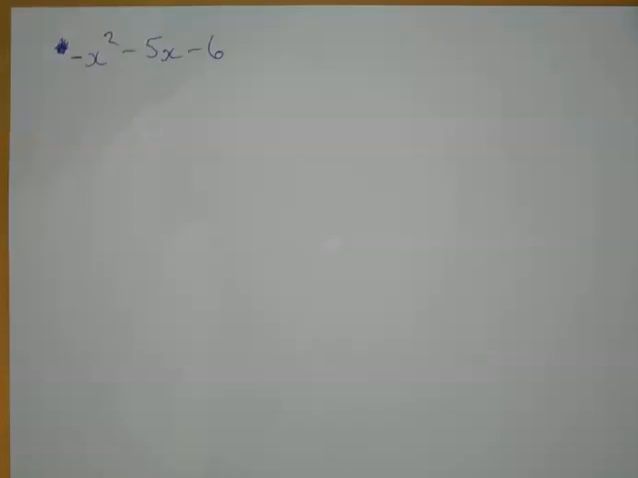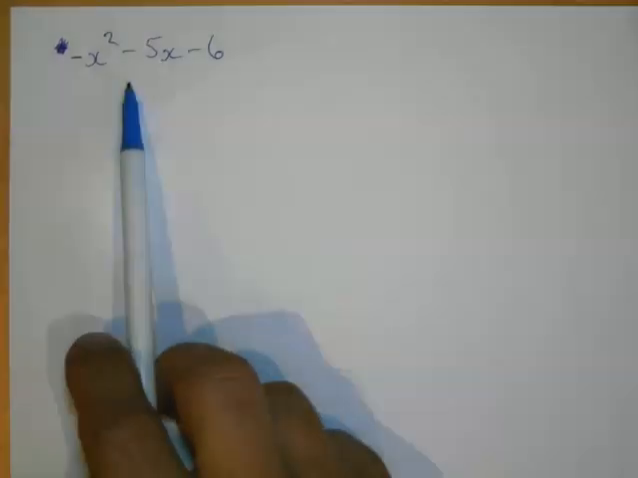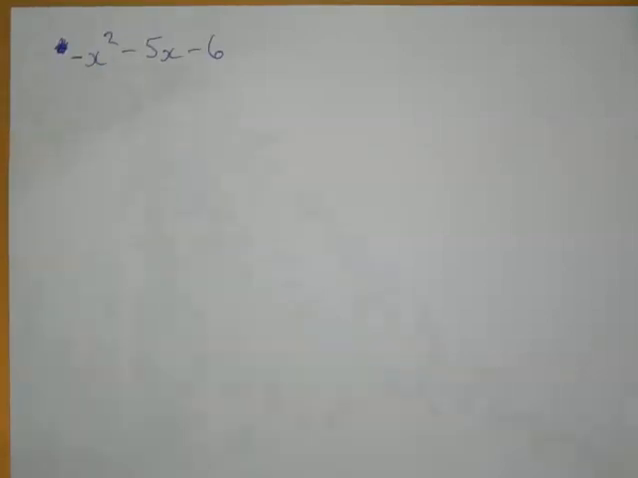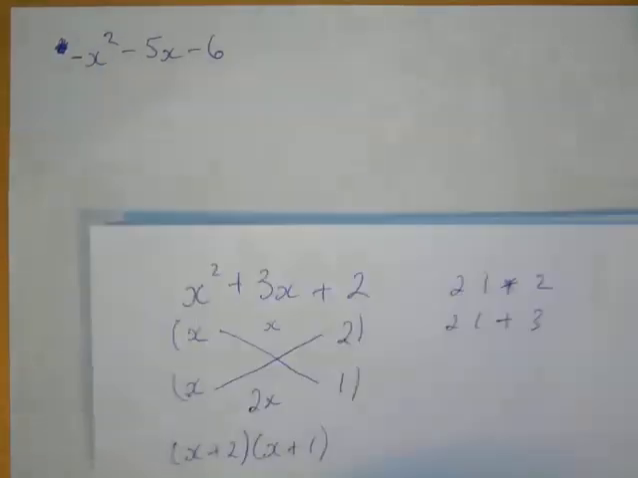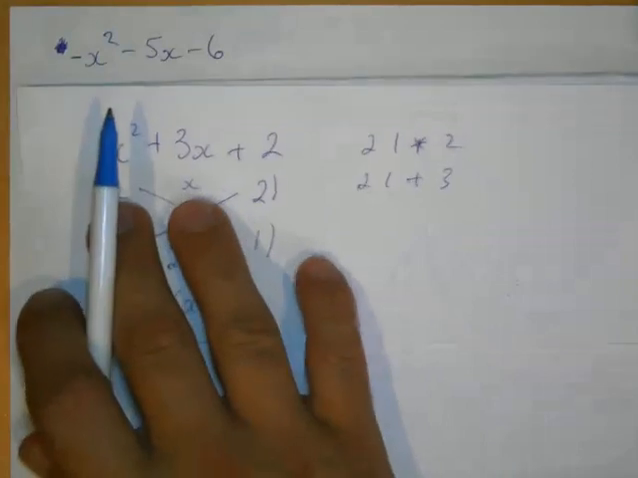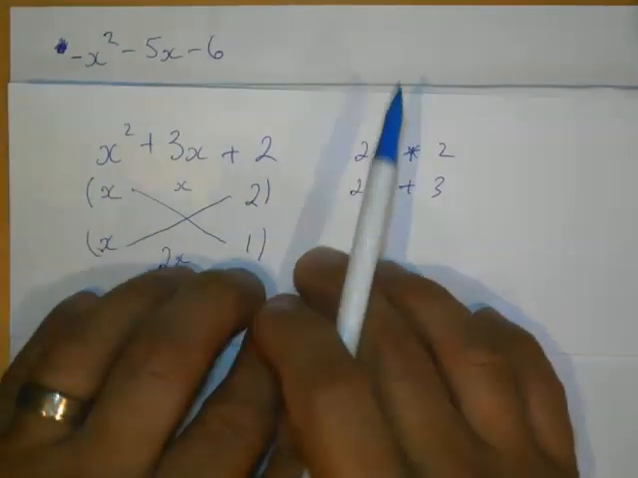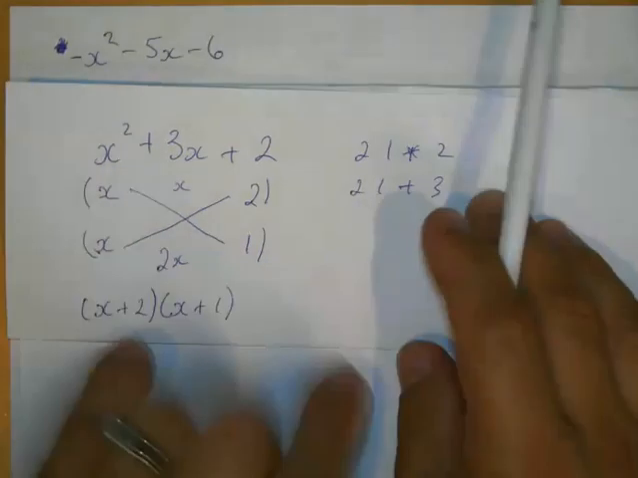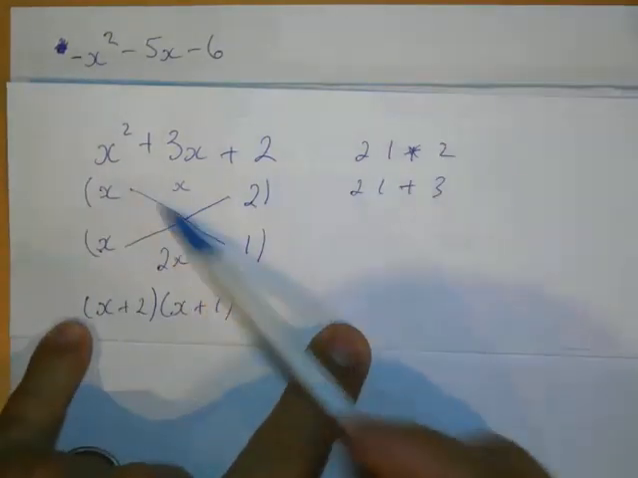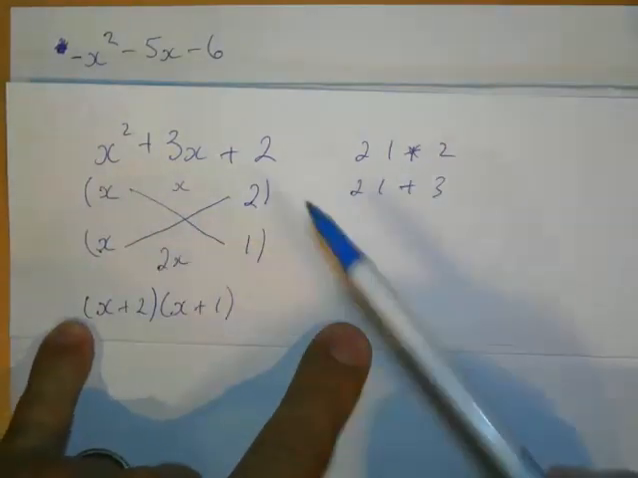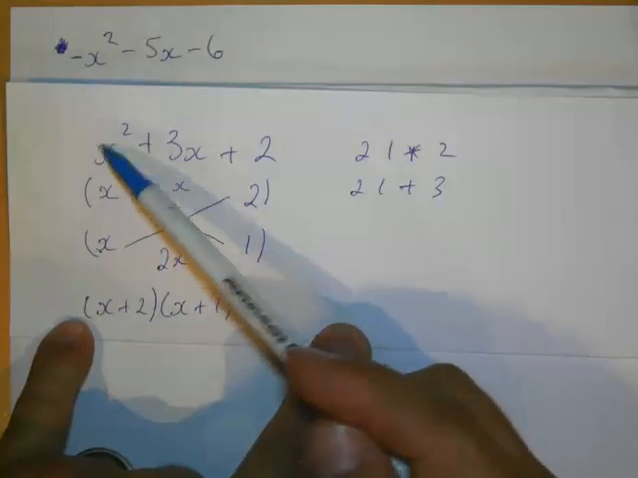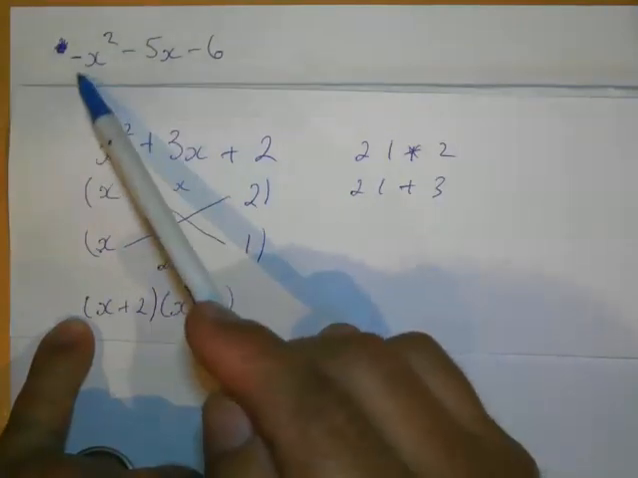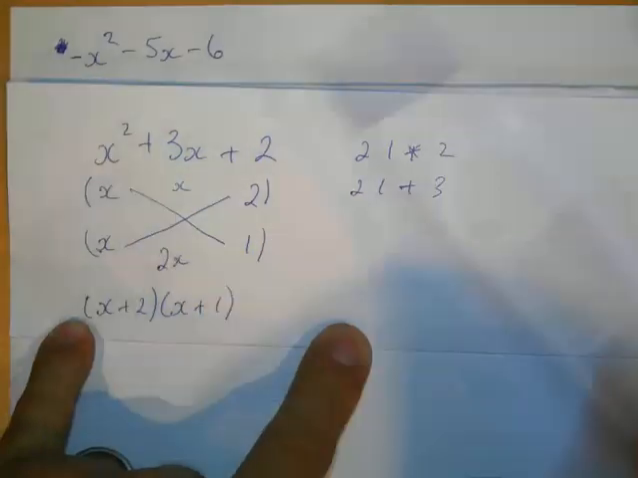Let's factorise this quadratic: negative x squared minus 5x minus 6. What you'll notice different from this quadratic to the one that I factorised before is that in the previous example I had a positive quadratic. The cross method works perfectly as long as the coefficient of x squared is positive 1. So I need to make this coefficient positive 1 so I can use the cross method.